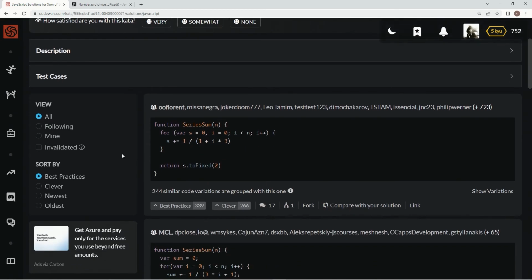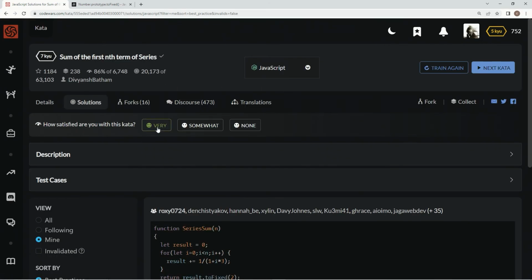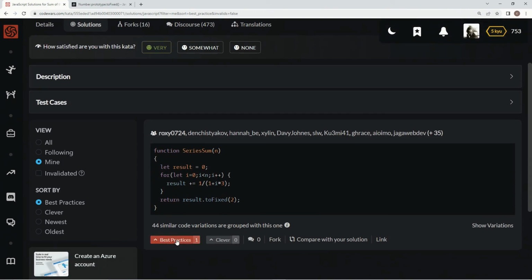Anyway, so that being said, let's go over to mine. Very much like this one. Best practice, in my opinion. 35 of us plus these folks also think so. Well, at least they did it.